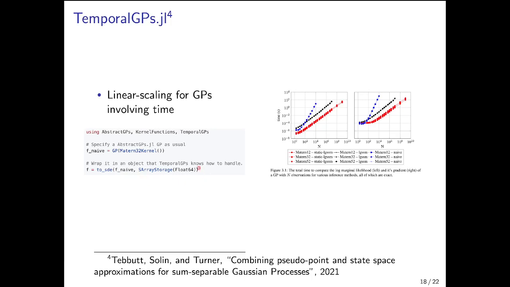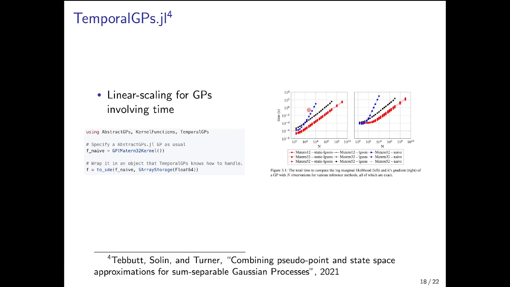And you also have to give it some more information about what kinds of ways you want to store certain things. But the important thing is you take a GP from abstract GPs and you say, try and do inference in a particular way. And so the thing this toSDE function outputs is another subtype of abstract GP. And so it implements the primary abstract GP's API.